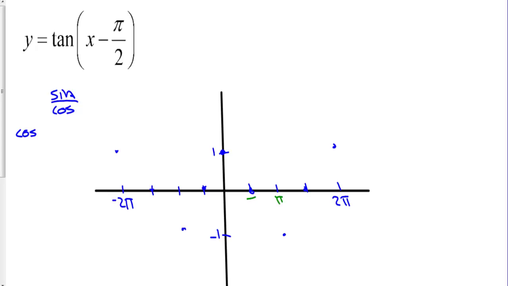Well, here's pi over 2. So we're pushing this to the right one space, one mark. So we need one more over here, here, here, there, there. That pushes that over, there, here, and here. Now, anywhere this graph hits 0, we're going to have vertical asymptotes.